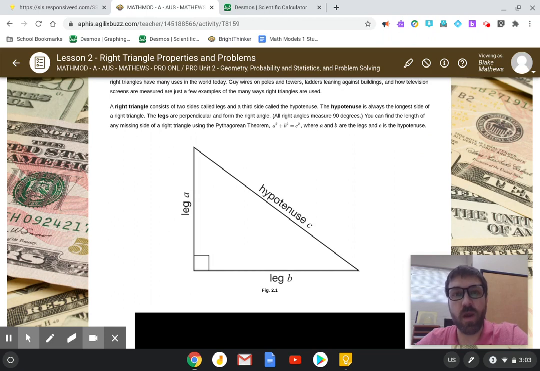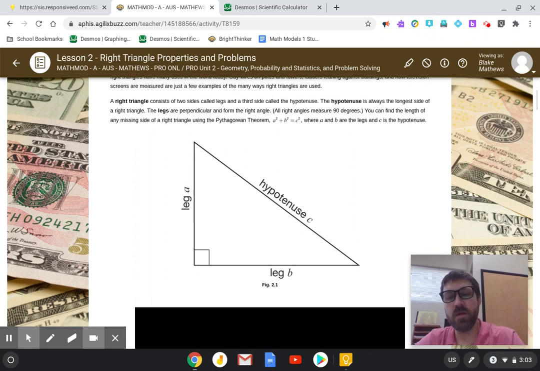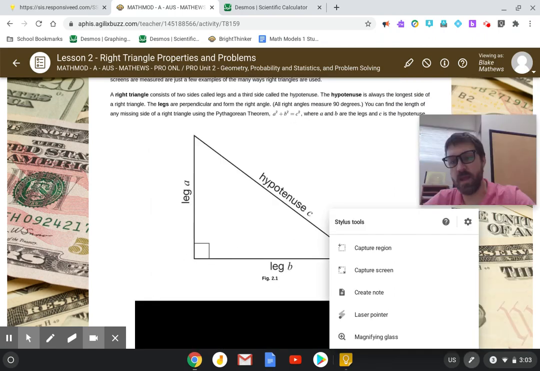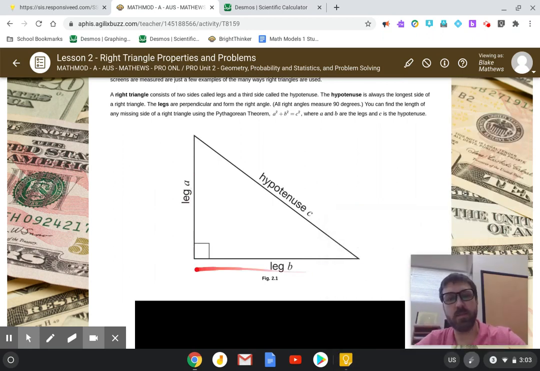When we look at a right triangle, and a right triangle is any triangle that has a right angle in it, we think of the three sides in the following way. We have two legs. The legs are the things that make up the L shape of that right angle. So leg A and leg B. It doesn't matter which one's A and which one's B, just that they are each a leg. And then the longest side, the one that's sort of diagonal and across from the right angle, is called the hypotenuse, and it's referred to as C.